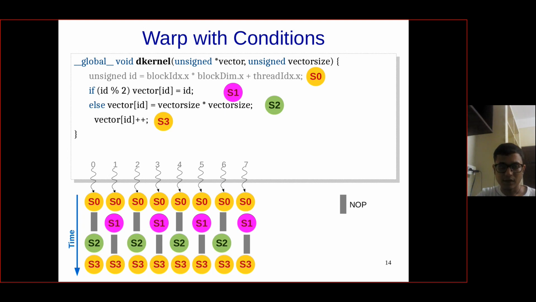So S0 will be executed by all the threads, but S1 will be executed by odd ID threads, and even ID threads have to execute the no op instruction. And the opposite will be true for the statement S2. Even ID threads will execute S2, and odd ID threads will execute no op. And then again statement S3 will be executed by all the threads. And nop is represented using this gray color symbol here. So this is what I was trying to convey, that whenever there is a condition, it might happen that threads have to wait for other warp threads by executing the nop.